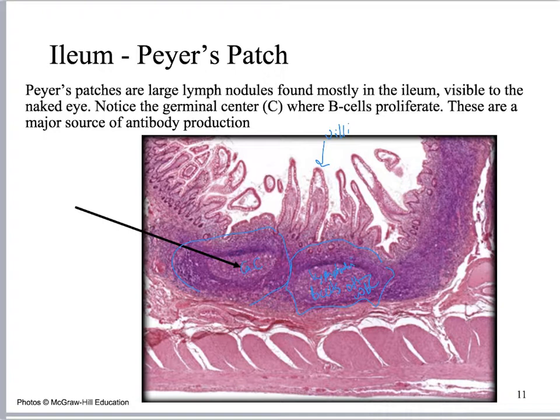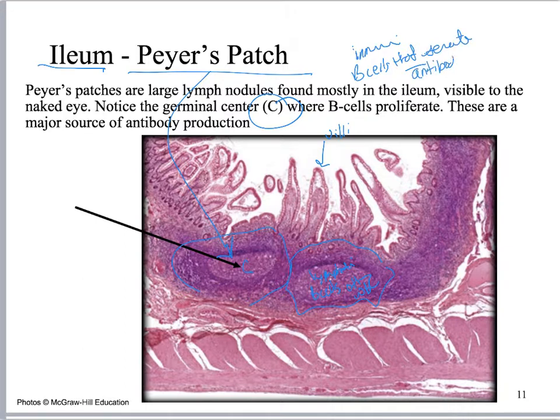secreting B cells. Oh, look, the C disappeared when I converted this file. So we'll use the C since I've got a C here, okay? So what you should know, you're looking at the ileum. This thing is a Peyer's patch. It is involved in immunity, okay? So this is where you're gonna have B cells that secrete antibodies. Don't you hate my handwriting?